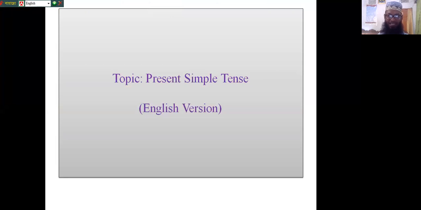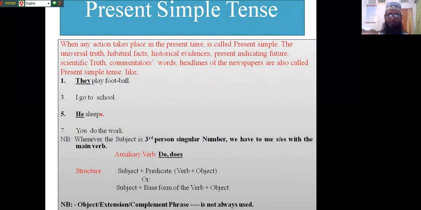Topic: present simple tense. Do you know what is called present simple tense? Okay, let's know about it. When any action takes place in the present time, it's called present simple. The universal truth, habitual facts, historical events, present indicating future, scientific truth, commentators' words, and headlines of the newspaper are also called present simple tense.